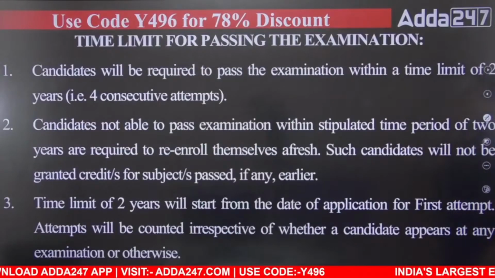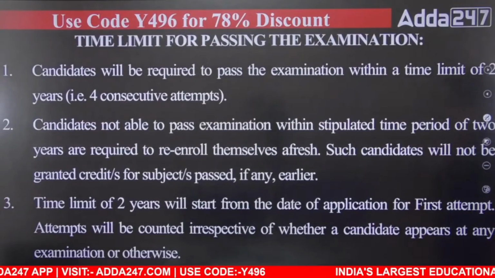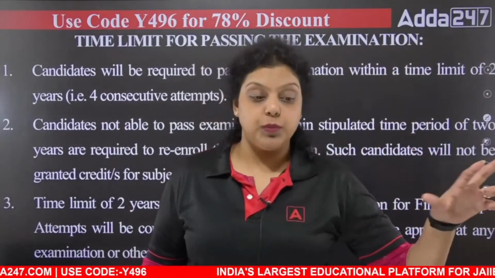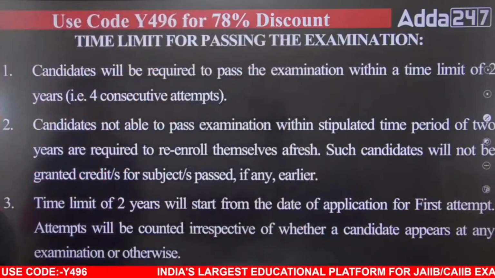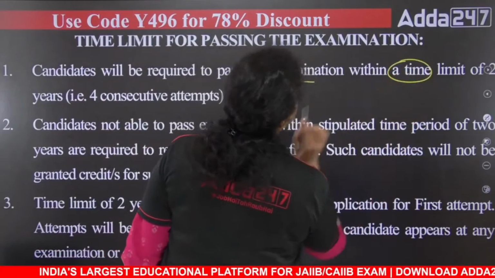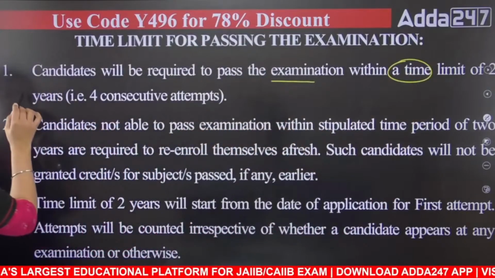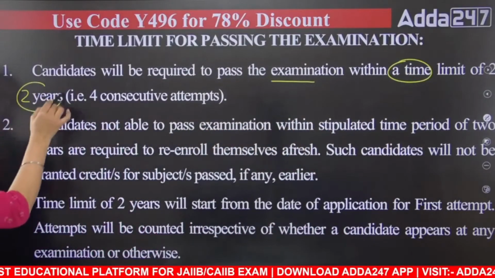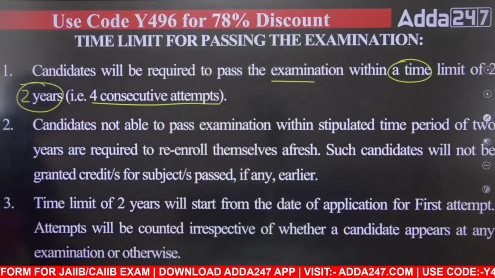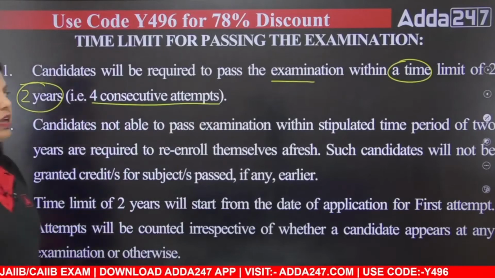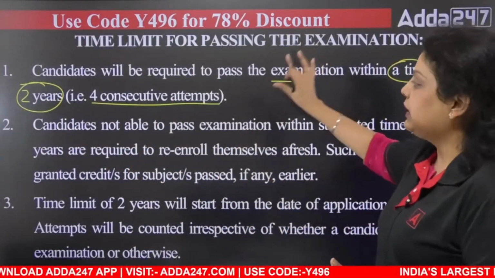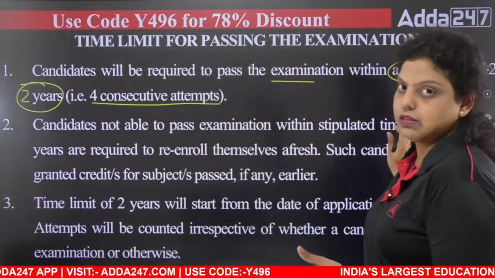Now next is the time limit for passing the examination. What is the time limit? In how many years, in how many months should you qualify this particular exam? The answer is that candidates will be required to pass the examination within a time limit of 2 years. How many years? 2 years. In 2 years you have to qualify this exam, and there should be 4 consecutive attempts. In 4 consecutive attempts and in 2 years' duration, you have to qualify all the 3 subjects. Then you will be able to say that you have qualified the CAIIB.